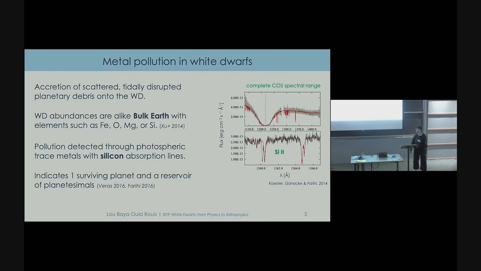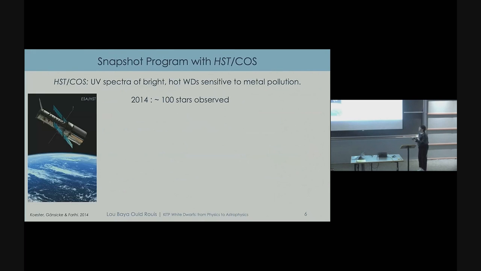So in 2014, Boris Gänsicke with Detlev Koester and Jay Farihi worked on getting UV spectra of some bright, hot white dwarfs in this snapshot program. And the idea was to find white dwarfs that would be sensitive to metal pollution in a perfect world, where they're hot enough so that convection doesn't come into play, but not too hot so that radiative levitation doesn't have too much of an effect either.